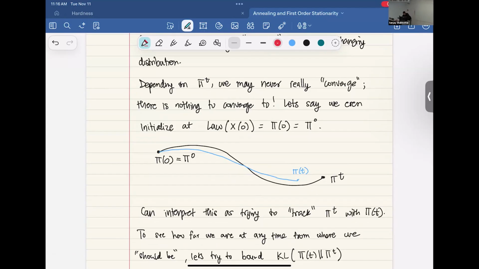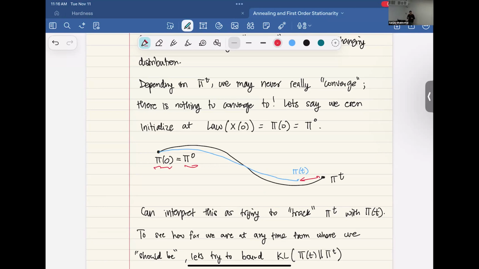So here's a picture, by the way. There's pi of 0. When I say pi of 0, that's the law of my iterates at time 0. Pi superscript 0 is actually the ground truth, the actual path that I've specified. So I start out by taking a sample from pi superscript 0, and I'm at pi 0. And then pi sub t starts to move in some path, and I start running annealed Langevin dynamics, and then you can ask, how close are these to each other as you evolve?